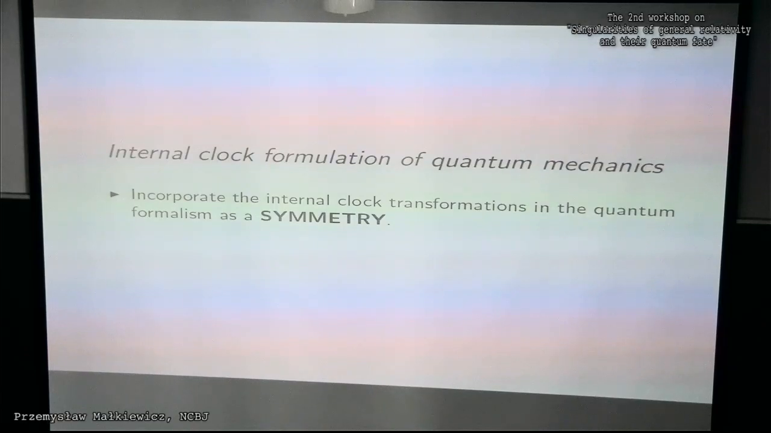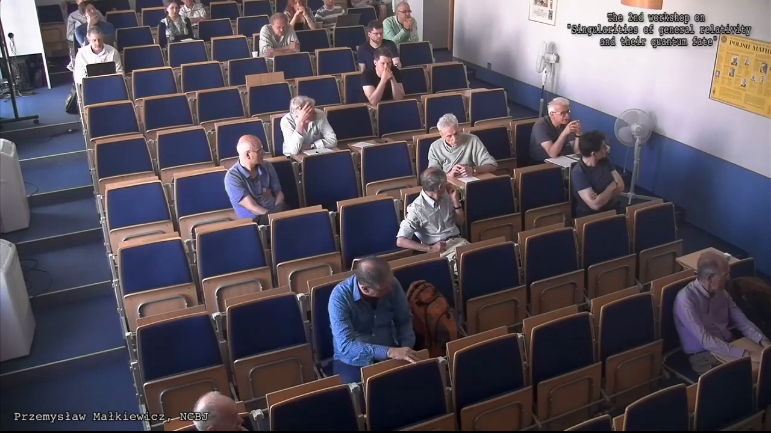Okay, so now I would like to incorporate the internal clock transformations in the quantum formalism. Are there any questions at this point? Maybe I will overlook something.